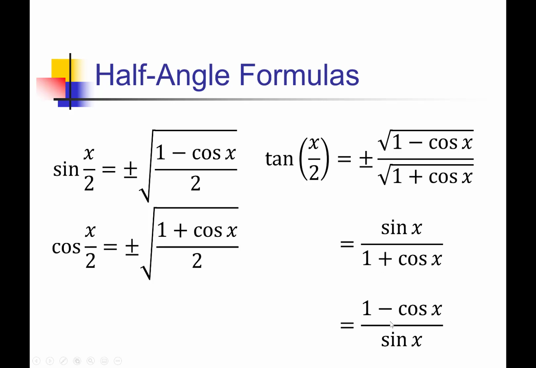Now, the way we did these formulas, it turns out the plus or minus does not come into play anymore. Tangent of x over 2 is going to be sine of x over 1 plus cosine x, or 1 minus cosine x over sine x. And again, these will take care of the plus or minus part for us, since we don't have the radicals.